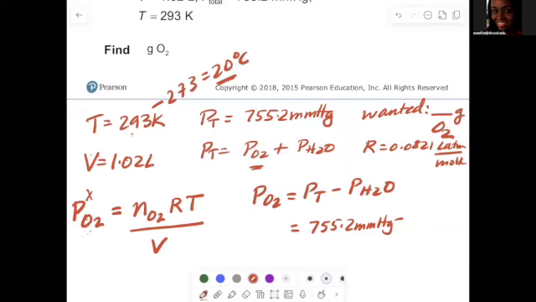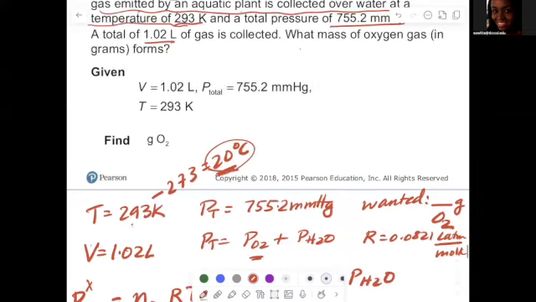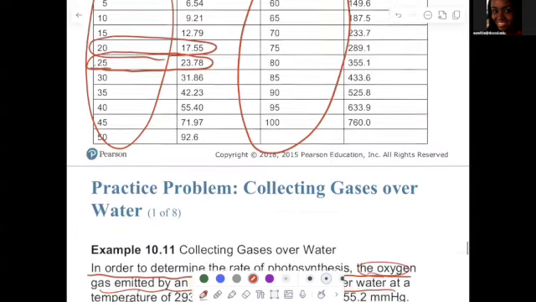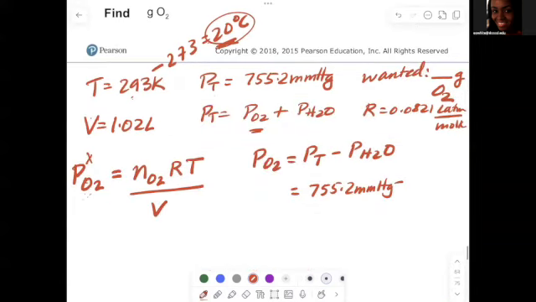So I need to go to the table and read 20 degrees Celsius. At 20 degrees Celsius, that's 17.55. So I'm going to go down here and say this is going to be minus 17.55 millimeters of mercury. That gives me the vapor pressure of water. So 755.2 minus 17.55 is 737.65.